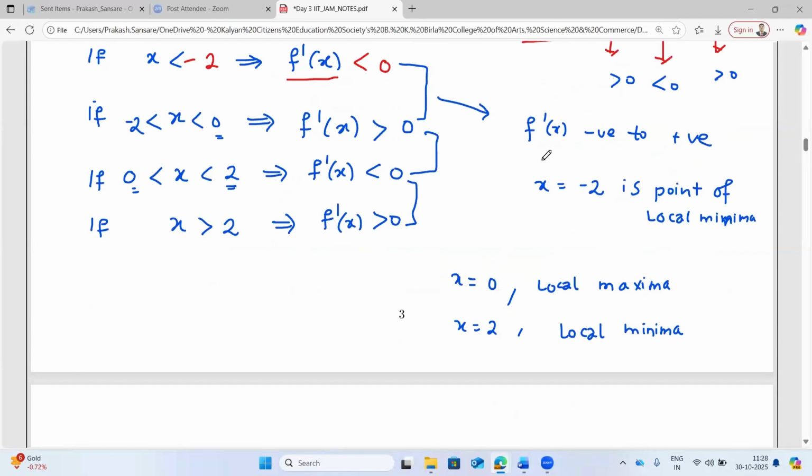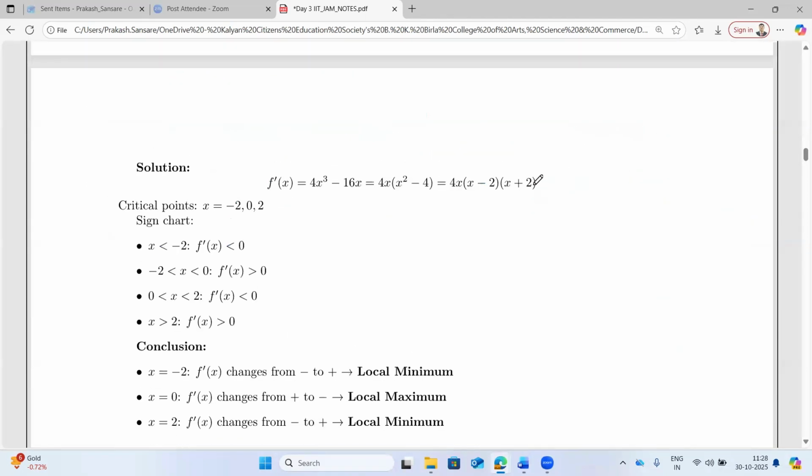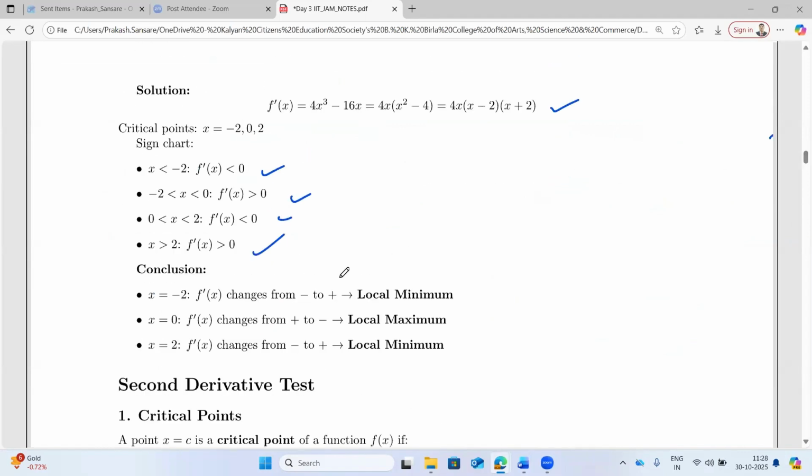Right. So at last we got a conclusion. x is equal to -2 is local minima. x is equal to 0 is local maxima, and x is equal to 2 is local minima again. Right? So the same solution I have written here. You can see this chart, and let me cross-check my conclusion. x is equal to -2, local minima, perfect. x is equal to 0, local maxima, and x is equal to 2, local minima. That's correct.